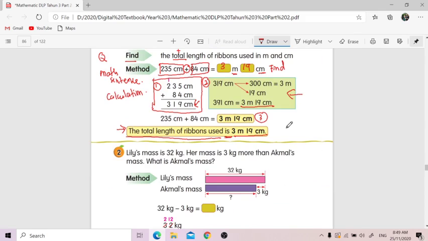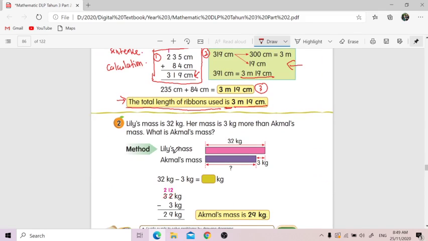Okay, number 2. Lily's mass is 32 kilogram. Okay, ini tak ada grafik, only problem sentence. So, kita kena gariskan nombor yang kita baca. First of all, you have to read your sentence and understand them. So, Lily's mass maksudnya berat, is 32 kilogram. Okay, so I circle. Her mass is 32 kilogram. Ada lagi nombor, tapi ada perkataan more. So I will underline the word more.